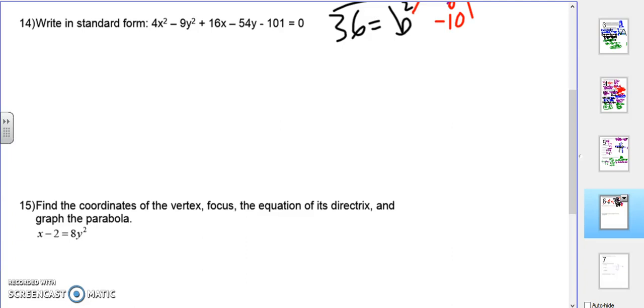Okay, students, we're on to question 14. We have to write this in standard form. So looking at this, I want to get my x's and y's together, and I notice that there's a negative in between x squared and y squared. That means it'll be a hyperbola.